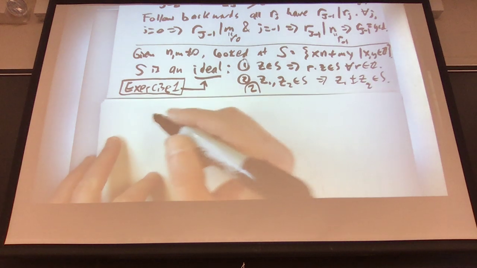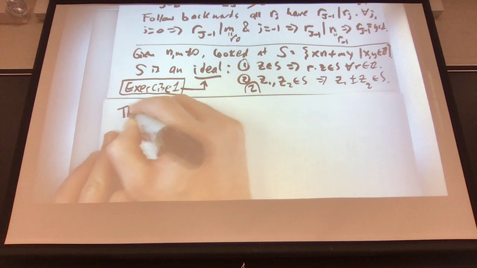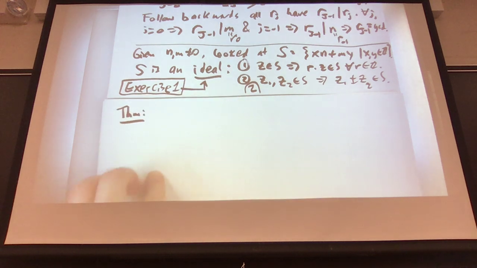Let's prove a theorem. Yes, Karen? There are a lot of things that are closed over addition and multiplication, right? So what's the difference between an ideal and a field?